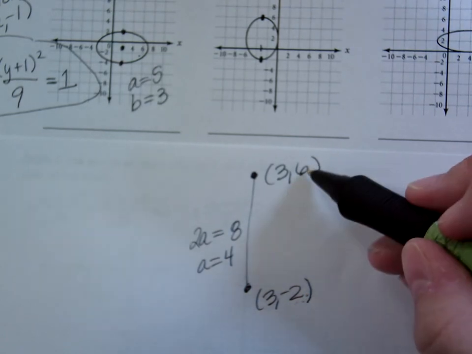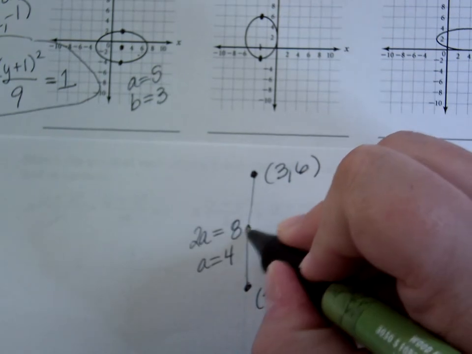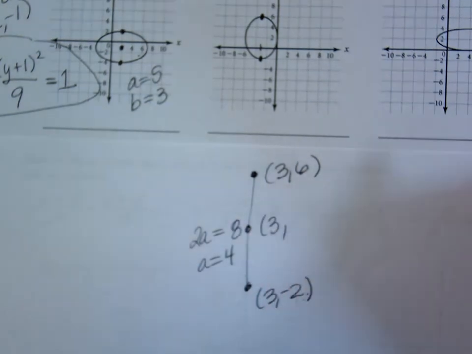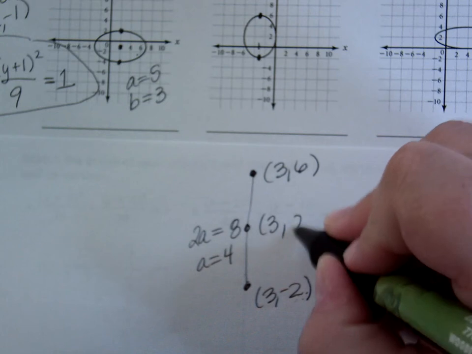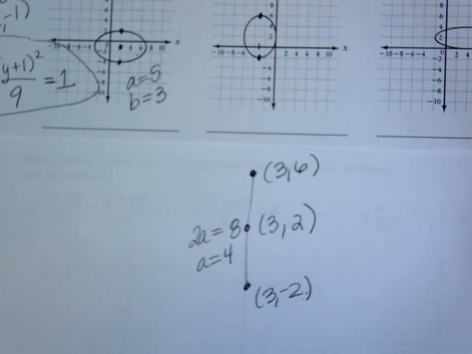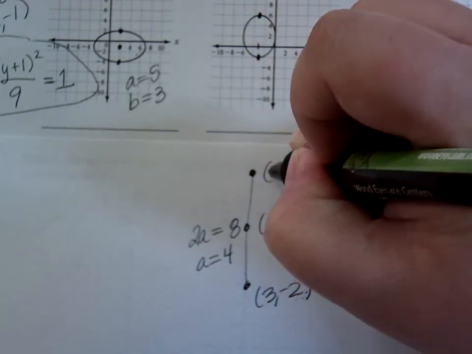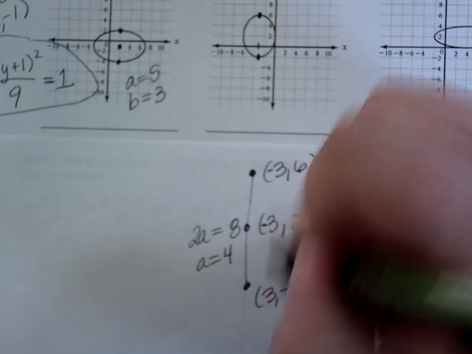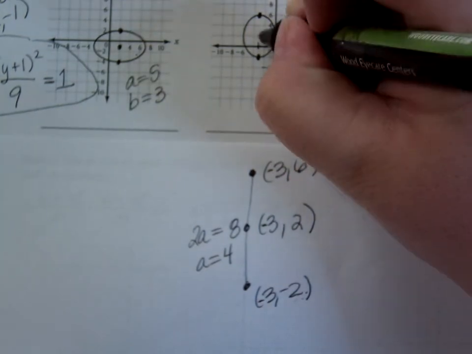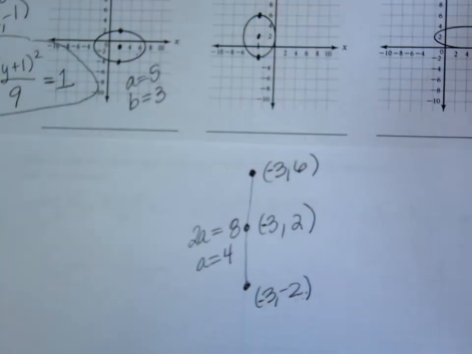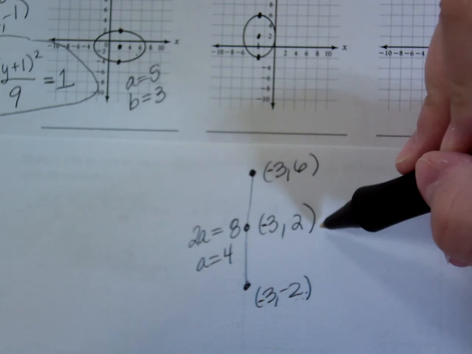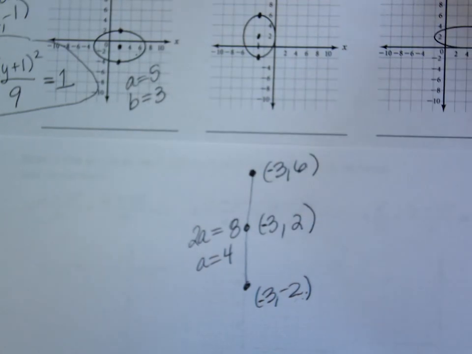If I count down 4 from 6, I get to +2. If I count up 4 from -2, I get to +2. If I use the midpoint formula, I get 3, 2. Either way, I'm going to get my center. I'm sorry, all these should be -3. It doesn't impact anything there. Either way, I'm going to get that my center is at -3, +2.